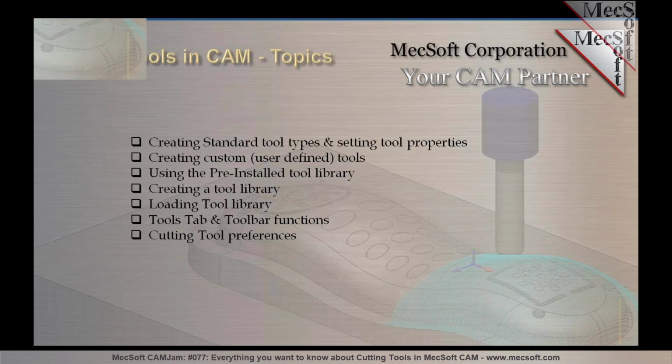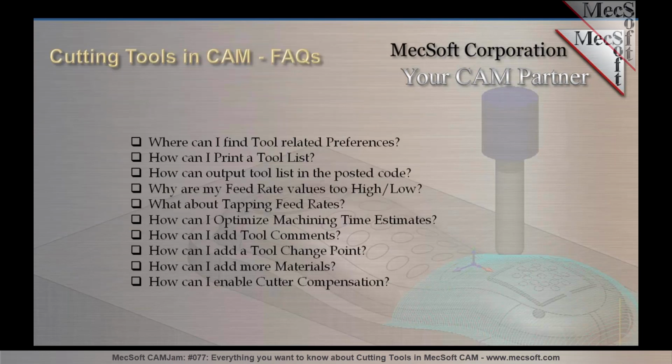And that's going to be in terms of commonly asked questions, frequently asked questions, things like, where can I find tool-related preferences? How can I print a tool list? Can I output the tool list in the posted code? And then we'll get into a little bit more detail in terms of feed rates, tapping feed rates, optimizing machining time estimates, and then also talk about adding tool comments, tool change points, materials, cutter compensation, and so on.